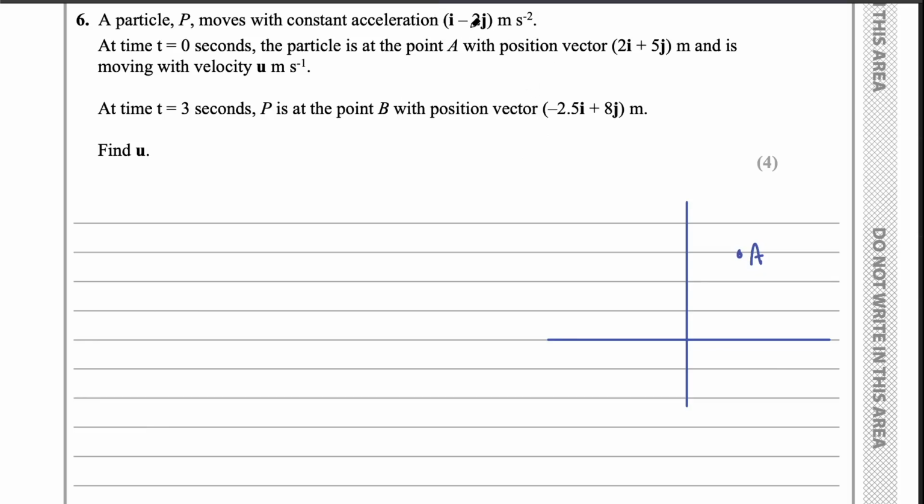We have an acceleration in the, well, if we go 1 across and 2 down, it would kind of be in this direction. That's the acceleration. And it's moving with some velocity u, and it ends up at point B with a position vector negative 2.5, 8. So it'll be a bit higher than A and in the negative direction. So this would be B. All right, so we've gone from A to B. The acceleration is kind of in the opposite direction, and we're looking to find u.